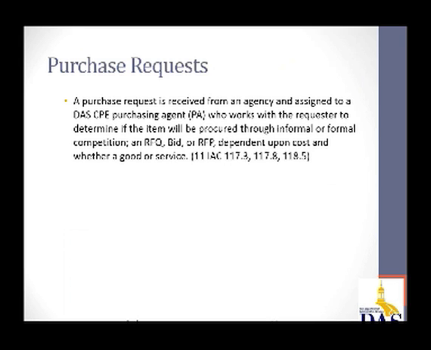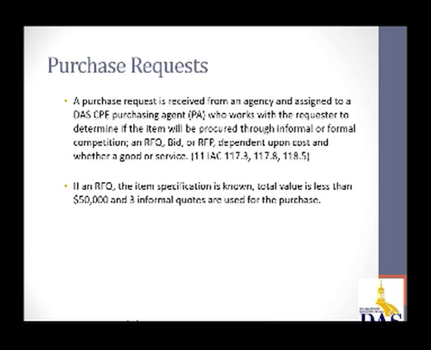We'll start with purchase requests. The request is received from the agency, we assign it to a purchasing agent, then they will work with the requester to determine if it's procured through an informal or formal competition. That's the RFQ, the bid, or the RFP. And that's dependent upon the cost and whether it's a good or a service. And you'll see throughout here, I will reference various areas in the IAC for your benefit.